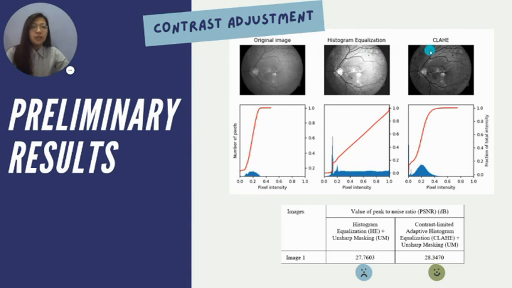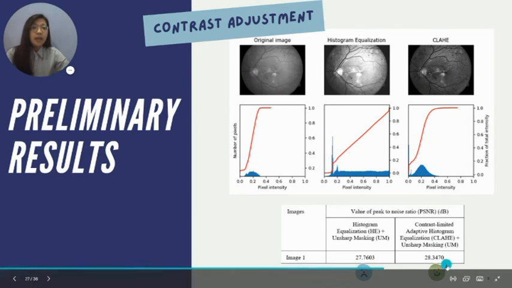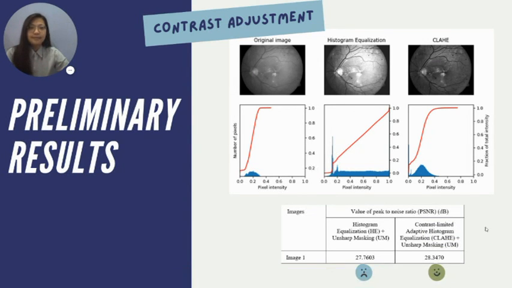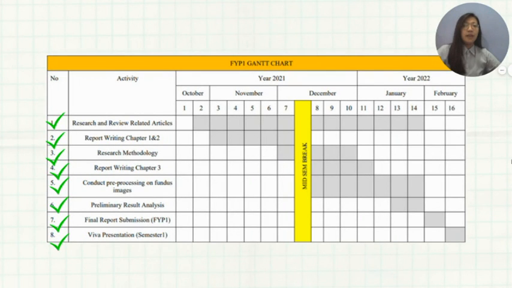However, for the CLAHE with the unsharp masking technique, we can see that it not only enhances the image, but also helps to improve the outline boundary of the image. Besides, by comparing the PSNR values of these two techniques, we can see that CLAHE with unsharp masking has the higher value. It proves that CLAHE with unsharp masking is the ideal type for contrast adjustment. So now let's move on to the FYP1 Gantt chart.